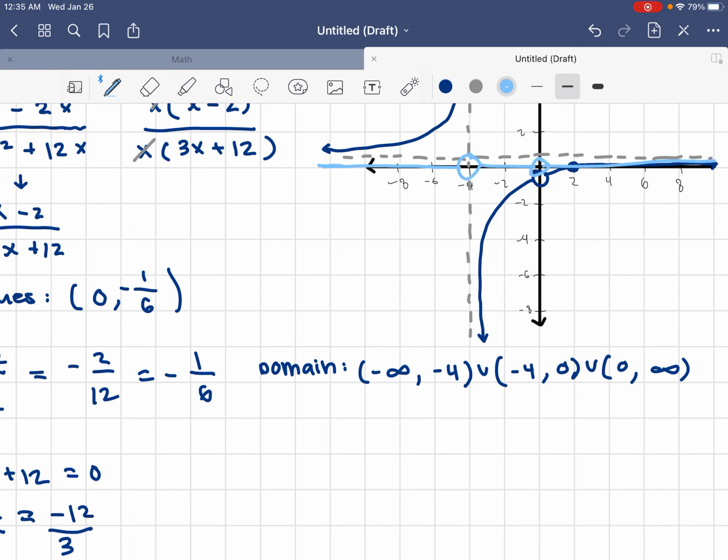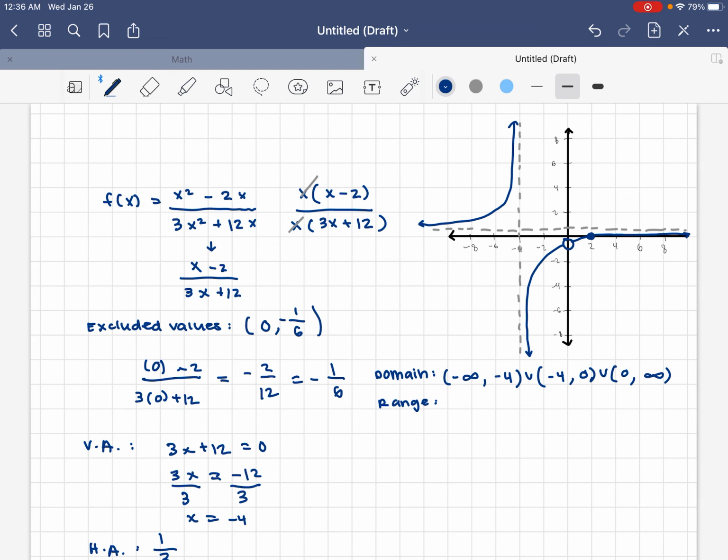Yeah, okay, now let's find our range. So our range is referring to our y. So the lowest point it goes to is going to keep going down. So it's going to go from negative infinity, and we have a hole again. So it's going to stop at that hole, which is here. So negative 1/6. Right, union negative 1/6.